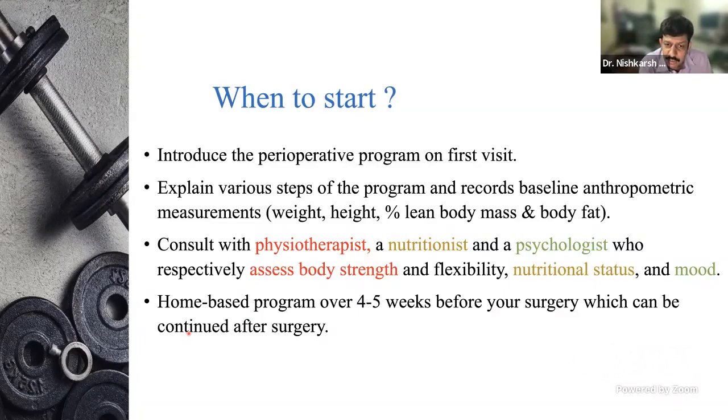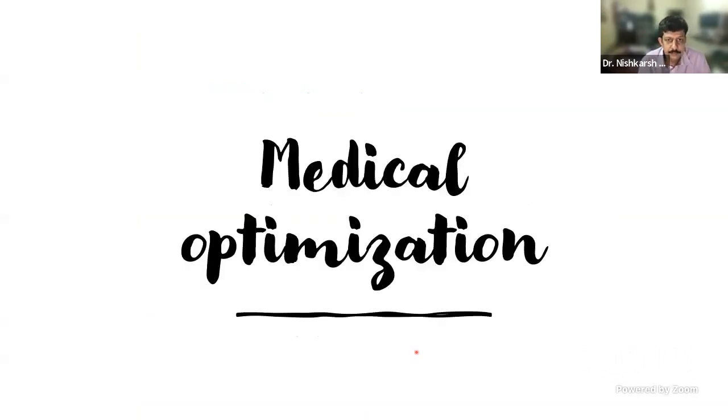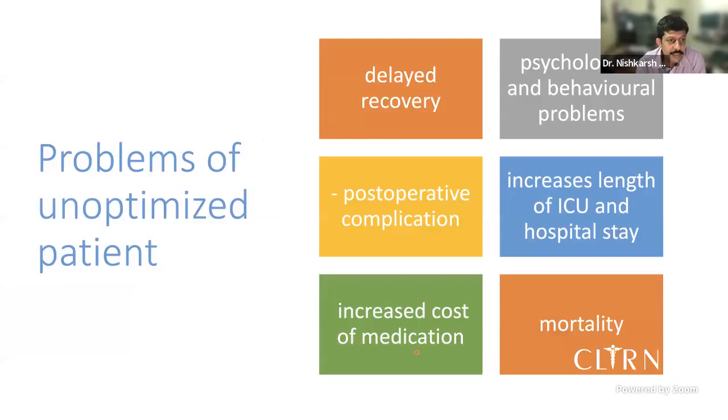Then the multidisciplinary team I talked about, physiotherapists, nutritionists, psychologists, have to assess the patient to ascertain the body strength, nutritional status, and the mood. Another important thing is that this prehabilitation program should be a home-based program over 4 to 5 weeks ideally before surgery, which can be continued after surgery. Home-based is an important word because we cannot expect a patient to come every day to the hospital. So initial training at the hospital followed by a home-based program with mentoring and monitoring is the key, and that should be done.